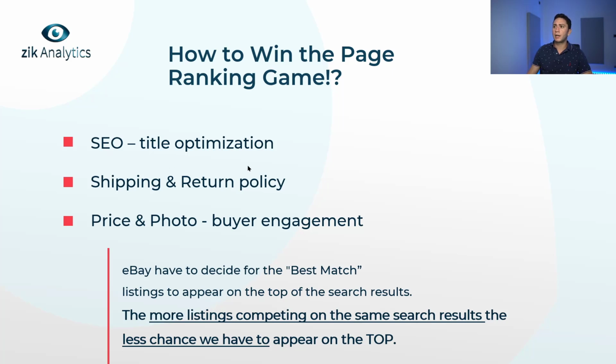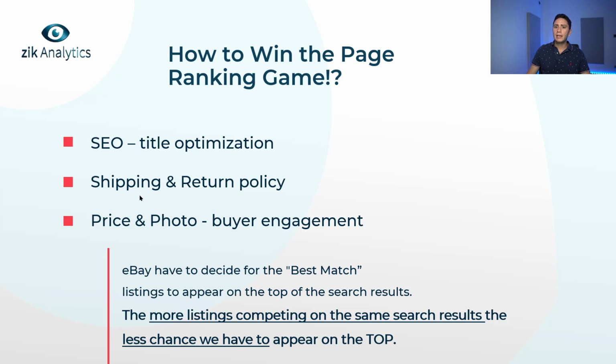So the first criteria for winning the top of the search result, the ranking game on eBay, is SEO, search engine optimization, which is followed, of course, by title optimization. These are the major part of the listings. Of course, item specifics are very important as well. Description is very important as well, but title is the key. Title is the door for all traffic coming into our listings. And if we use the right title, the right keywords, we have much higher chances to get traffic.